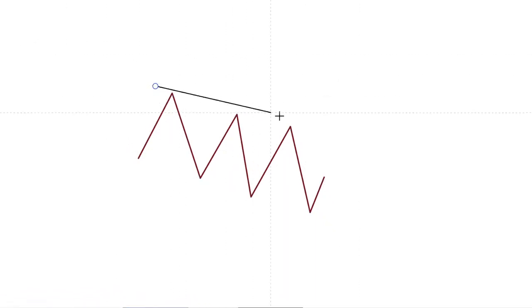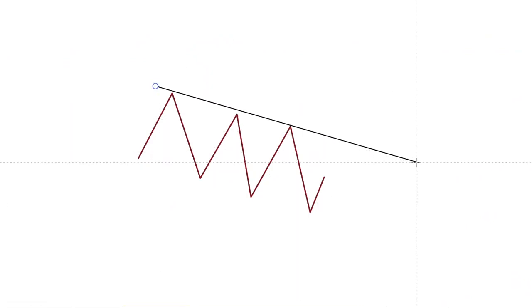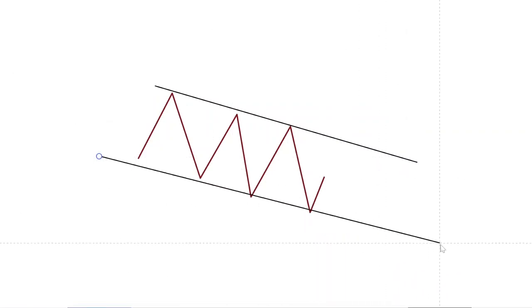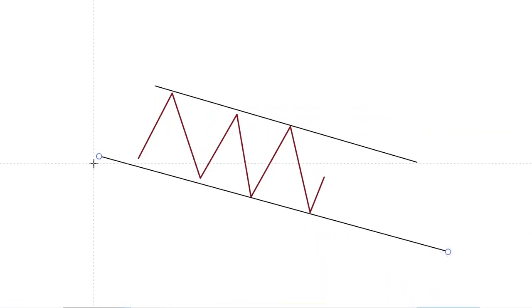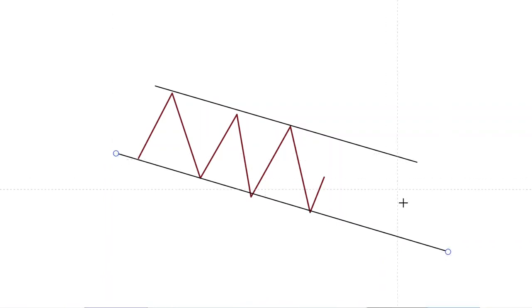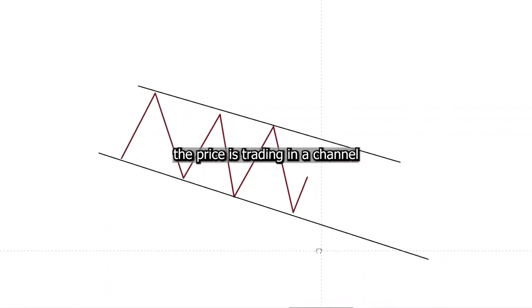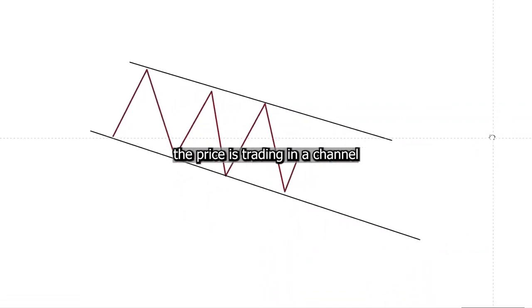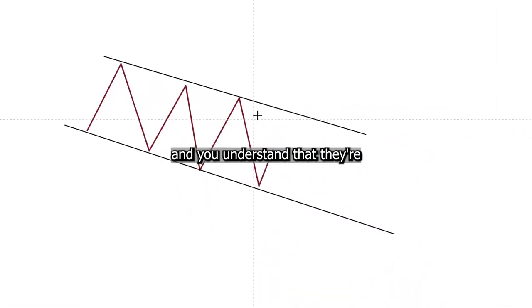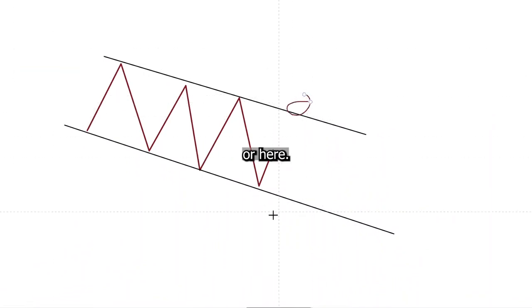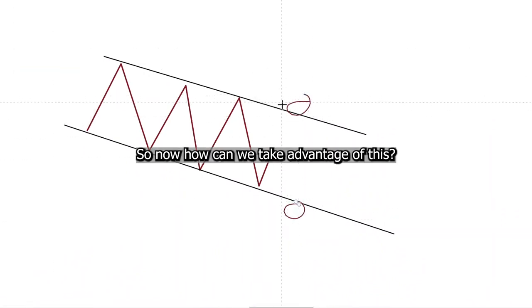So now what a retail trader would do is they would mark their trend lines. Since they know the price is trading in a channel, and you understand that they're waiting for a breakout either here or here, how can we take advantage of this?